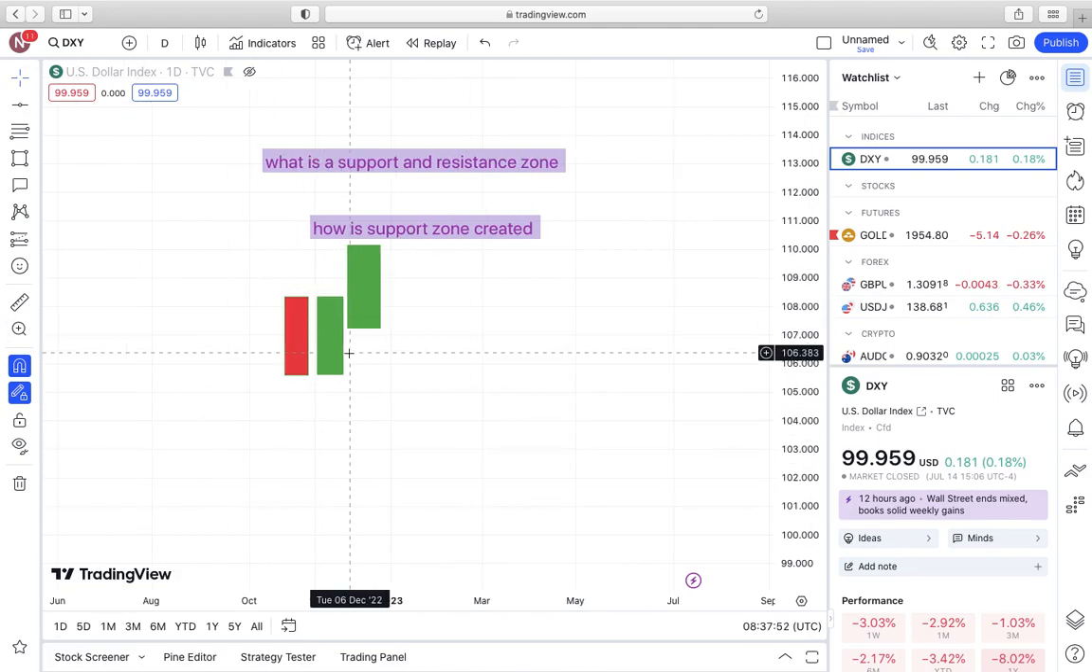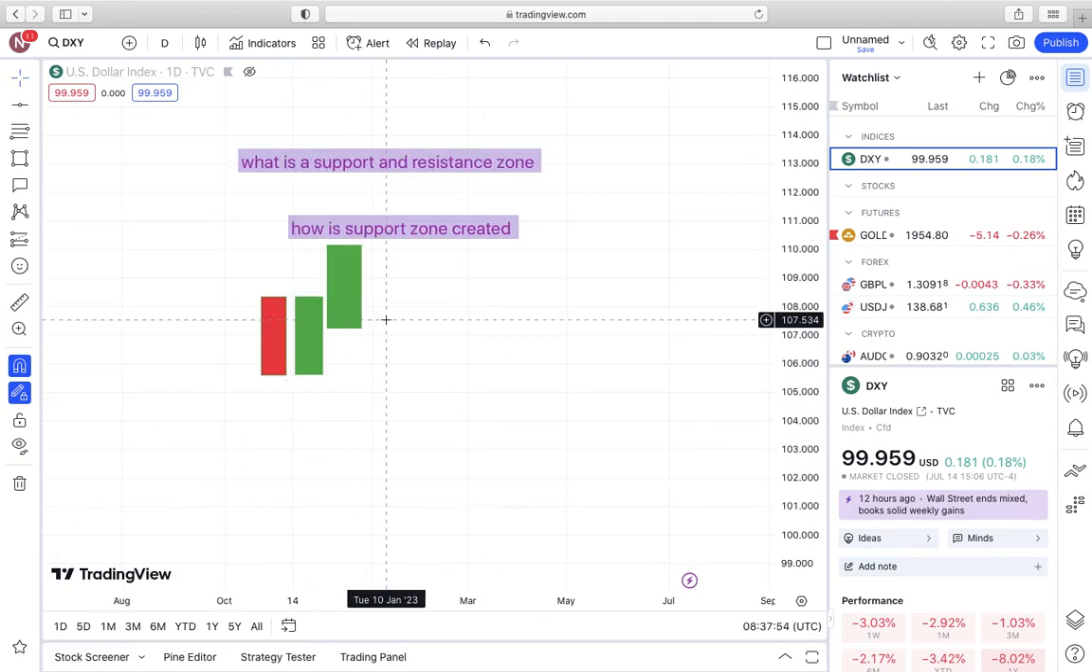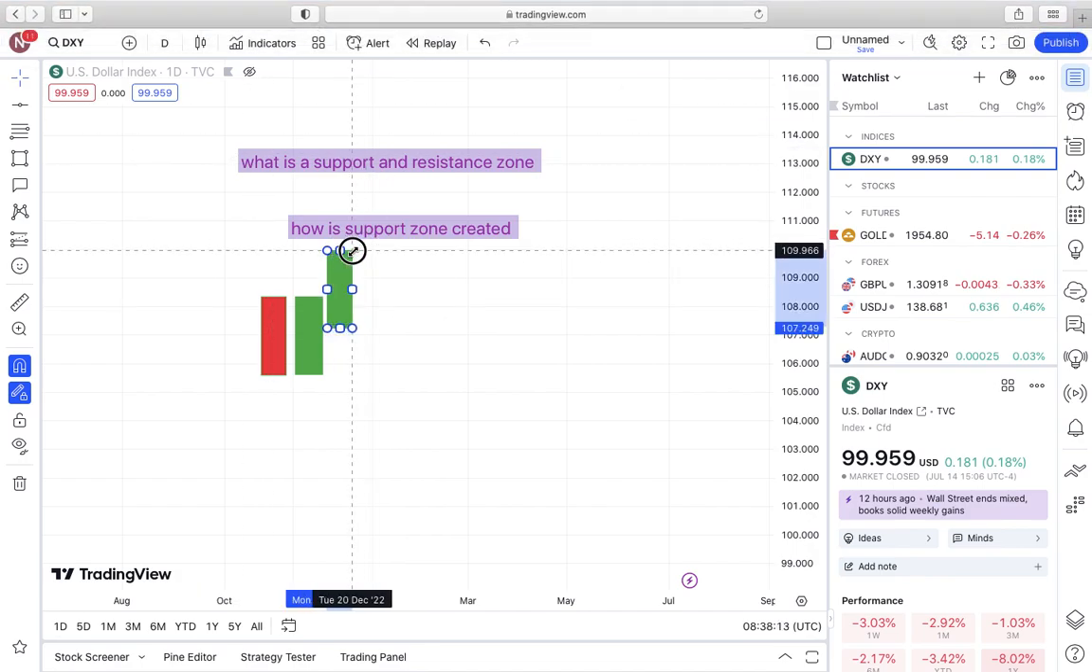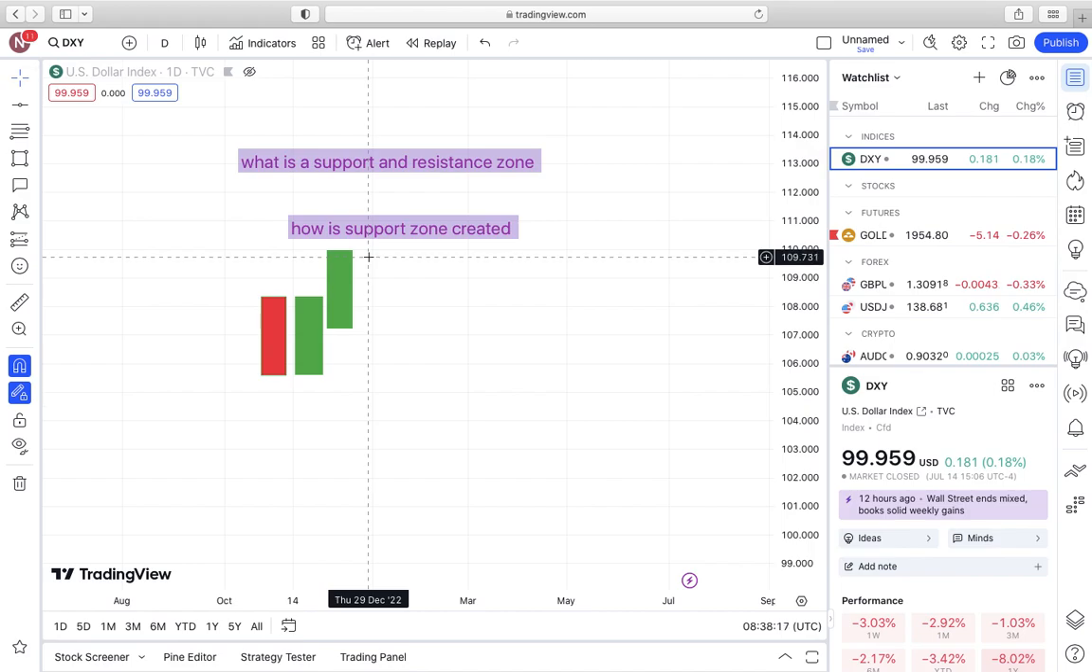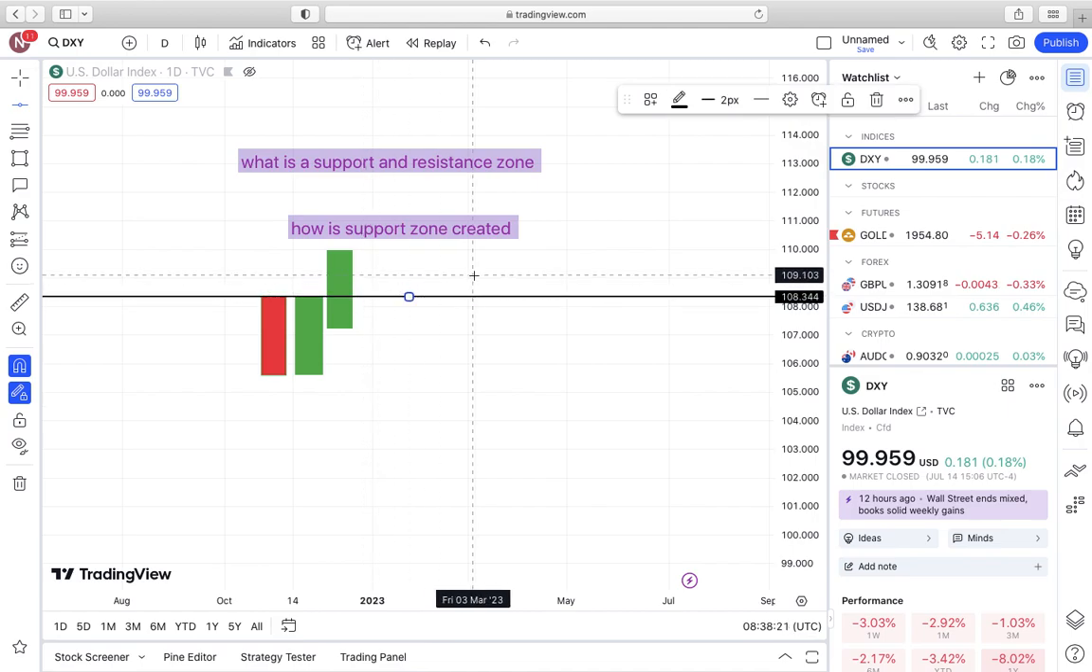When a support zone is created, you can't just come here and start buying this market, because there's a concept in forex which says that the market will always buy at a demand zone, which is the support zone, and it will always sell at a resistance zone, which is the supply zone. For you to buy, and be sure that this market will buy, you have to wait for the actualization of that given support zone.